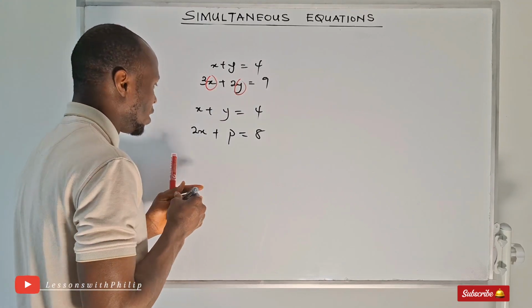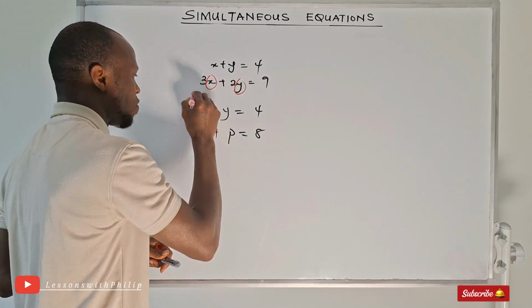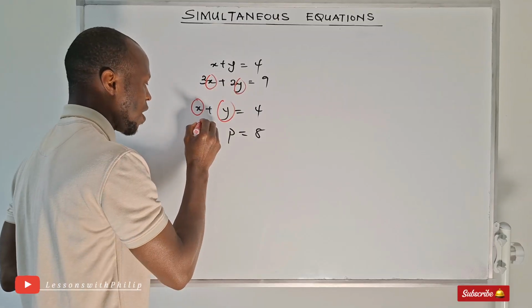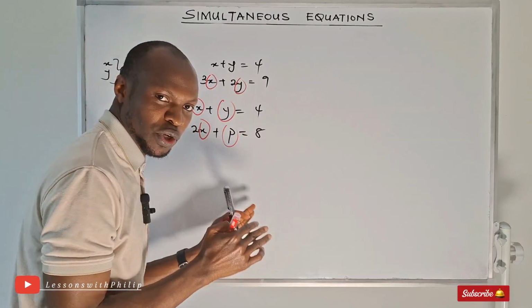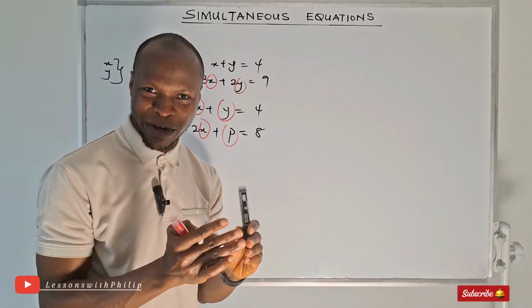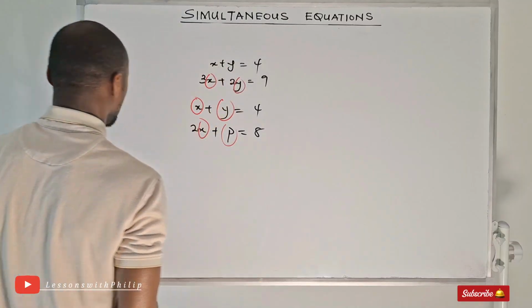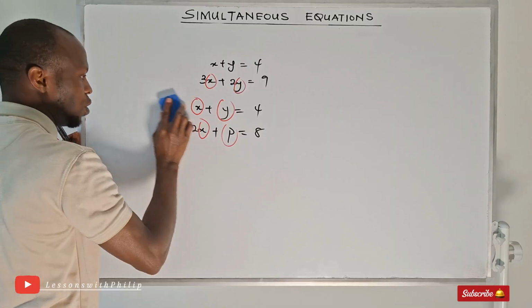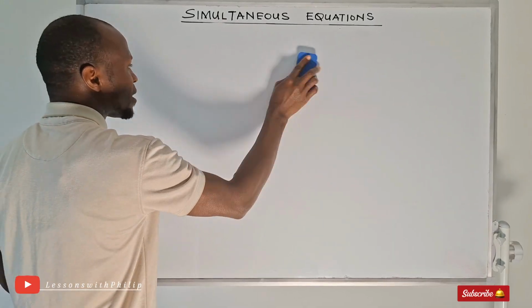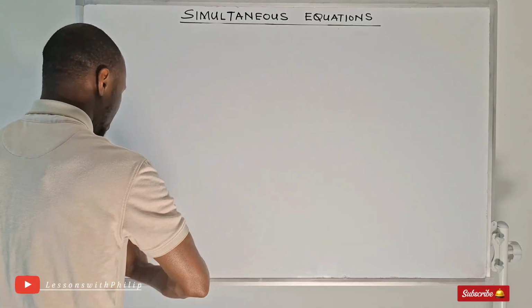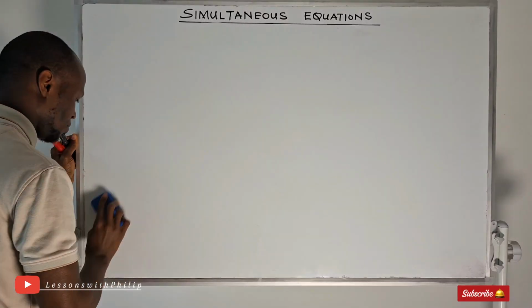Why? Because in the first equation, we have x and y. In the second equation, we have x and p. These two equations, as long as they don't have the same variables, you cannot solve them simultaneously. Okay, take notes. Please take notes. So your equations must have the same variables before you can solve them together.